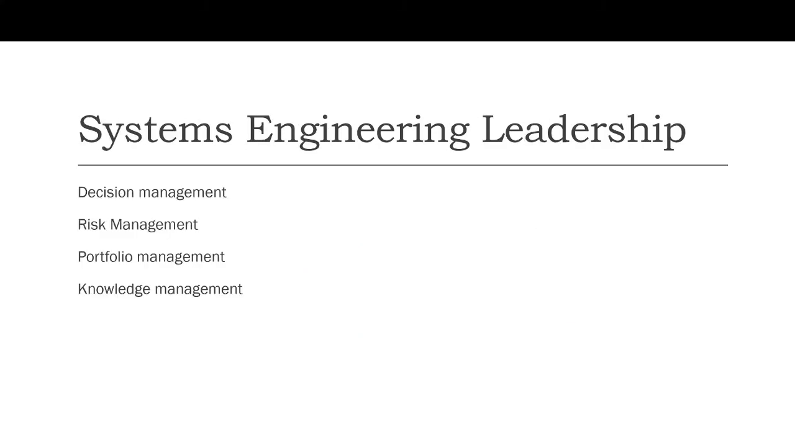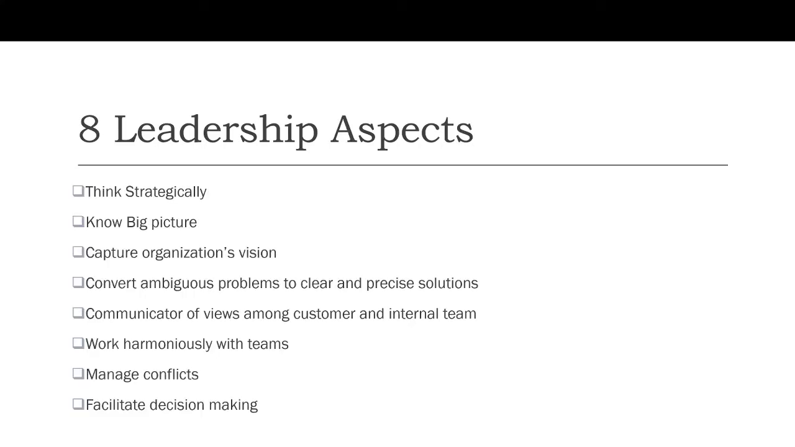The book also introduces another term, that is systems engineering leadership. Systems engineering leadership has four main types of management: decision management, risk management, portfolio management, knowledge management. We probably are aware of portfolio and risk management, but I think decision management and knowledge management are something I'm newly introduced to. And there are 8 leadership aspects.